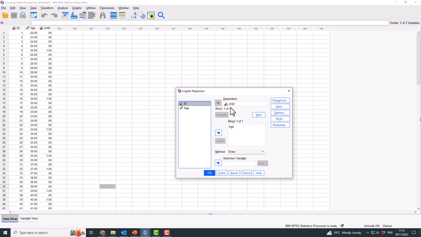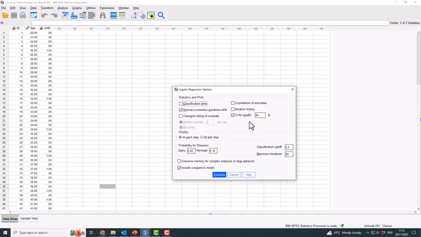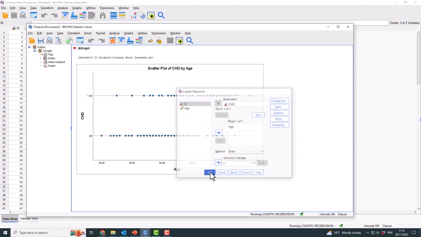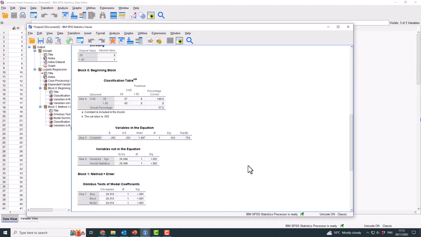Now in this case the dependent variable, my y, is coronary heart disease, which is the yes or no thing, zeros or ones, and the x-axis is just age. That will be whichever variable you have which you think is predictive of your binary outcome, your yes-no outcome. For options, I've asked it to work out the confidence interval, and I've clicked on Hosmer-Lemeshow goodness of fit, but let's get rid of that. So that should do okay. Continue, and you press OK. That's the entire process done.